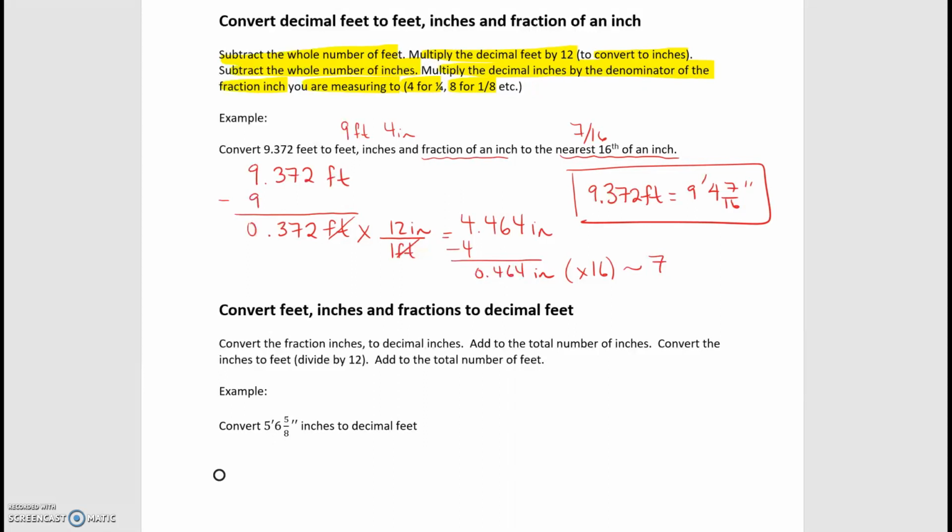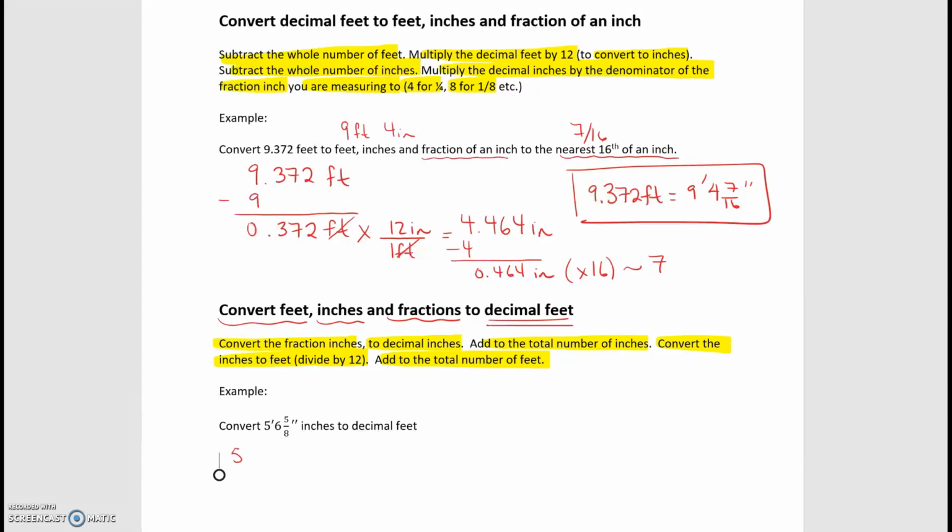Okay, converting feet, inches, and fractions to decimal feet. Instructions. Convert the fraction inches to decimal inches. Add the total number of inches. Convert the inches to feet by dividing by 12 and add back to the total number of feet. So example, 5 feet, 6 5/8 inches.